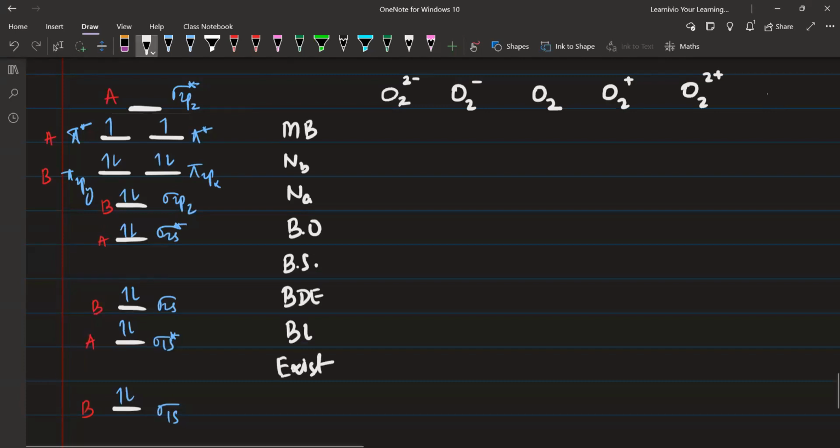For O2, what will the magnetic behavior be? Tell me, guys. Paramagnetic or diamagnetic? Tell me quickly. Turn your mic on, tell me guys. Keep your mic on, all of you. Now the mic should not be off. Tell me, para or dia? Paramagnetic. Veer, just paramagnetic. Very good. And then the number of bonding?